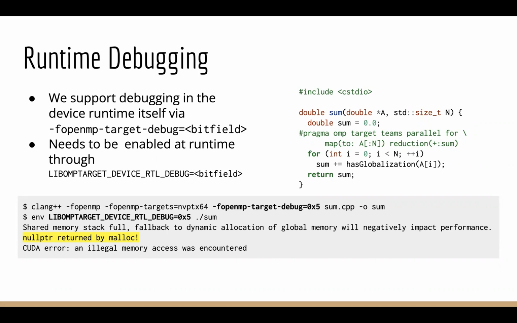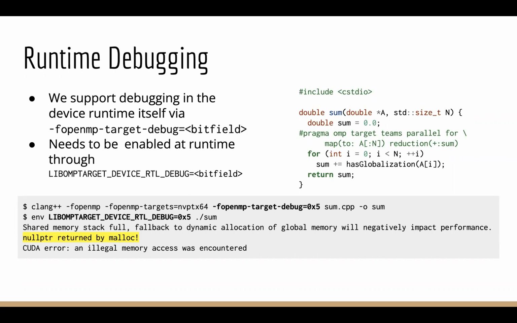And if you didn't set it, then it will be 0, and then all of the debugging code will be trivially dead. Because of that, we can support basically free debugging, because it'll all be optimized out at compile time if you used optimizations, and you basically just pay for what you use. Because it's compiled in, you need to enable it at runtime, and you use this device RTL debug setting to enable it.